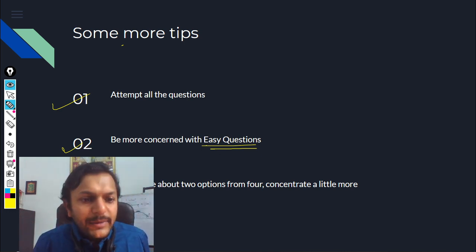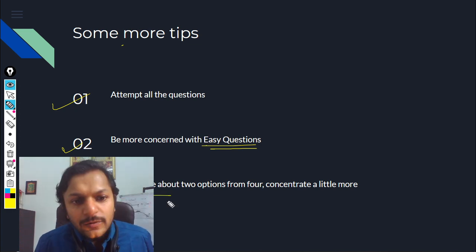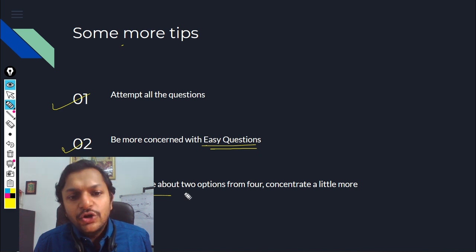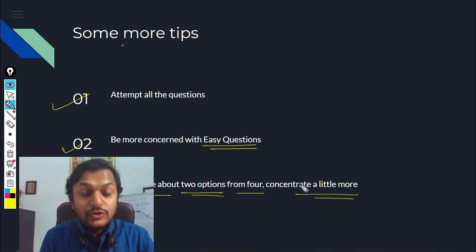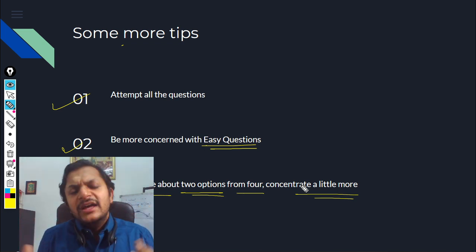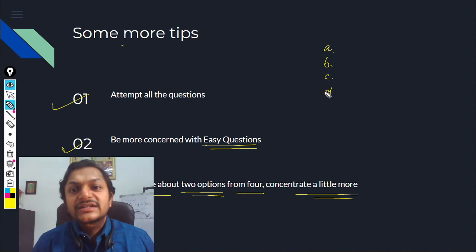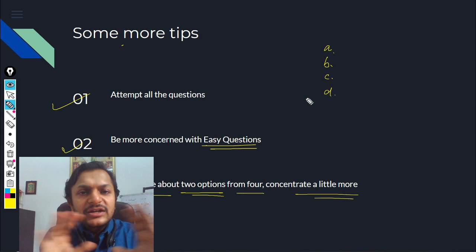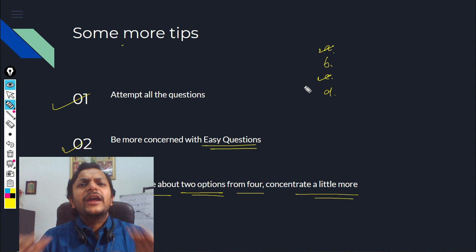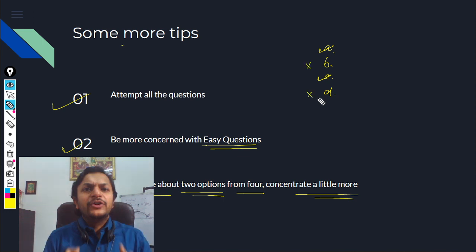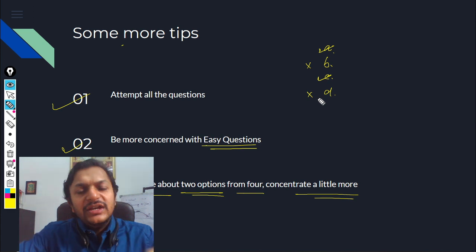Okay, now coming to the last tip, that is tip number 3. If you are sure about 2 options from 4, concentrate a little more. Now what do I want to say here is, let us say you have these 4 options A, B, C, D. Now what happens is, many a times you are 100% sure that I think A and C are absolutely correct, B and D are absolutely wrong. So I am sure about 2 options. So this question becomes even more important for you.